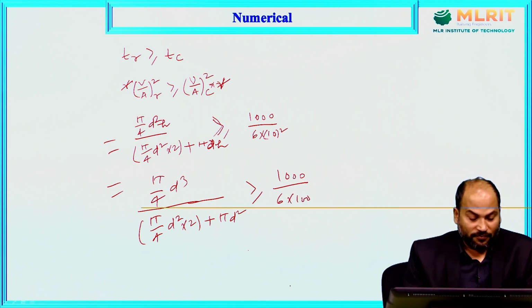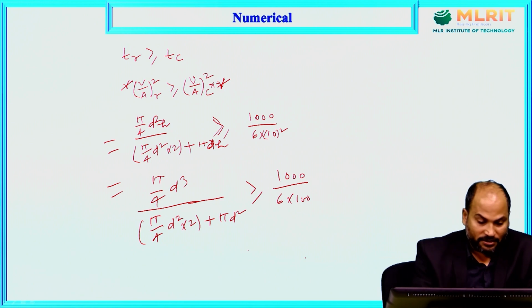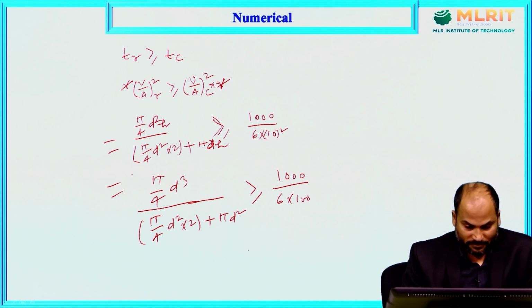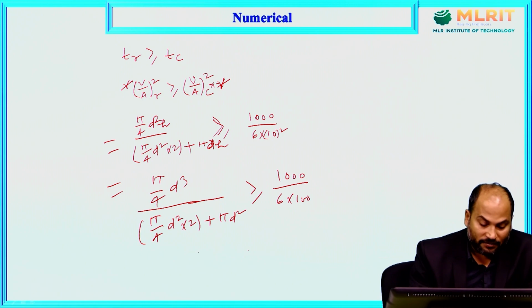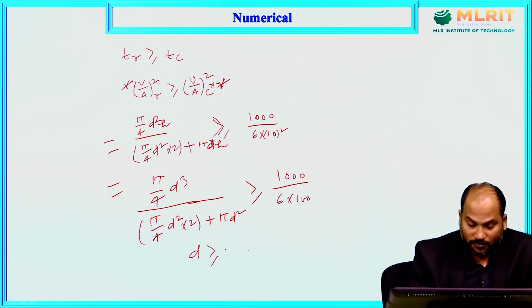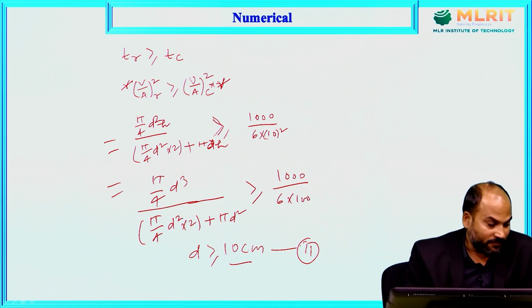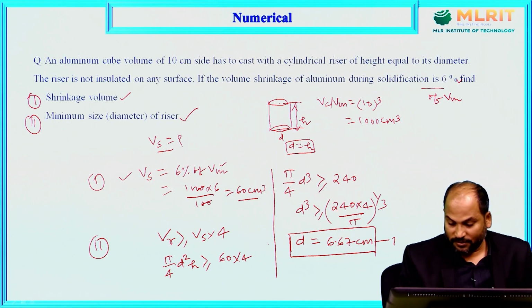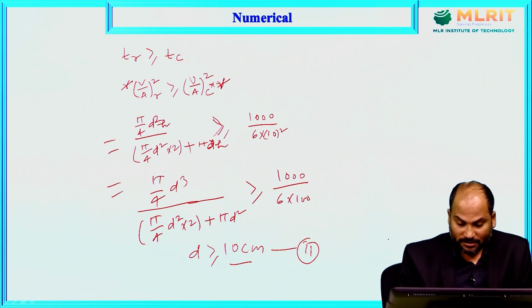So now we have to find out. In this whole equation, the only unknown is d. So if we reshuffle the equation, we will calculate the value of d. It comes out that d should be greater than or equal to approximately 10 centimeter. So this is the second condition. And what was the first condition? Here was the first condition, and this is the second condition.